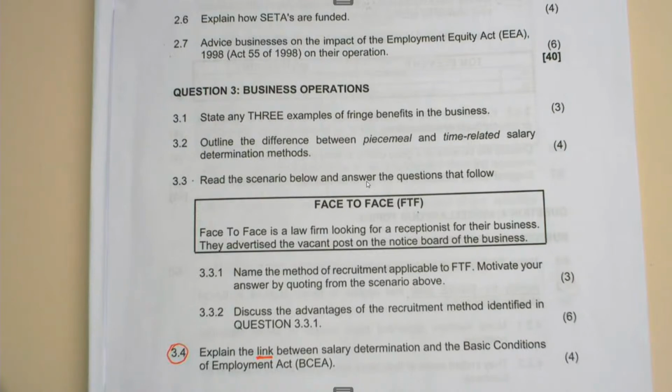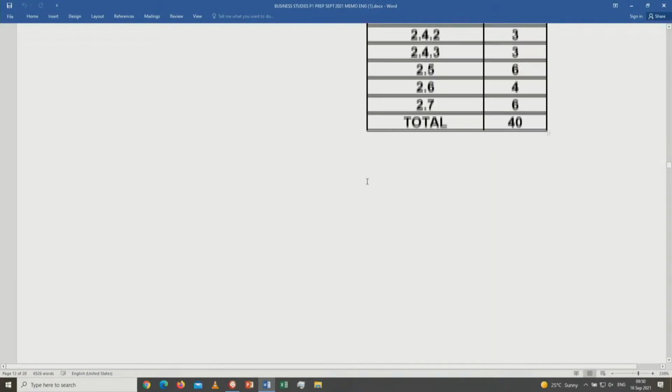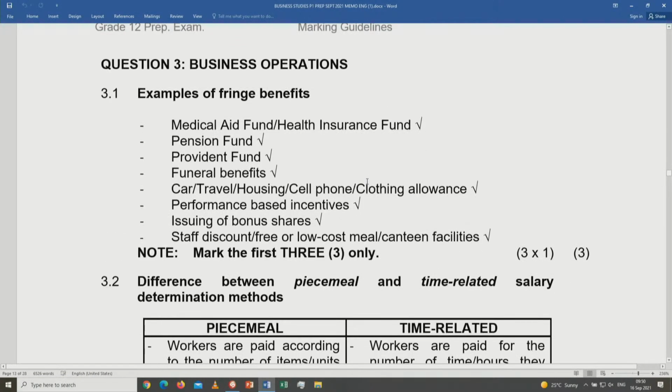And then number 2, outline the differences between piecemeal and time-related salary determination. A very common kind of a question, and I've got no doubt that your learners must have taken advantage of this, and if you have done justice, they are definitely going to get full marks for that. Let's look at how that question should be marked.